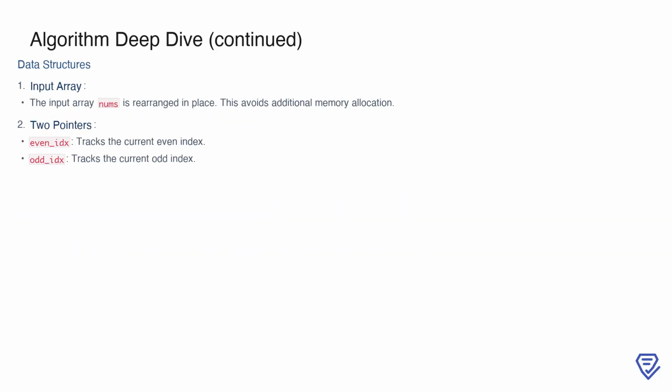The algorithm relies on 2 simple data structures. First, we have the input array nums, which is modified in place as we rearrange its elements. This avoids the overhead of creating additional memory for a new array. Second, we use 2 pointers, even_idx and odd_idx. The even_idx pointer tracks the current position in the array where an even number should be placed, while odd_idx tracks the position where an odd number should go. These pointers move independently, jumping by 2 positions each time, ensuring that they only process the indices relevant to their respective roles. This straightforward approach keeps the implementation clean and efficient.